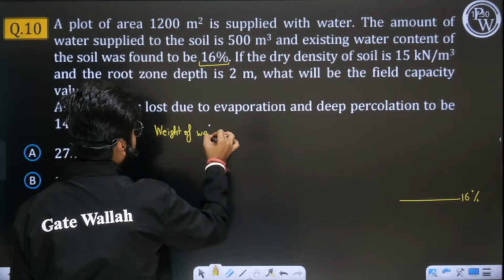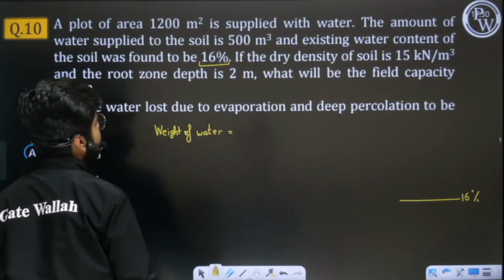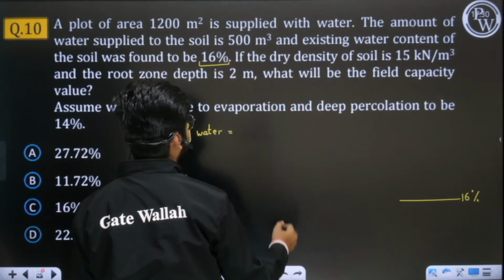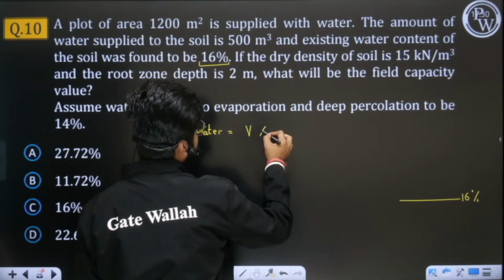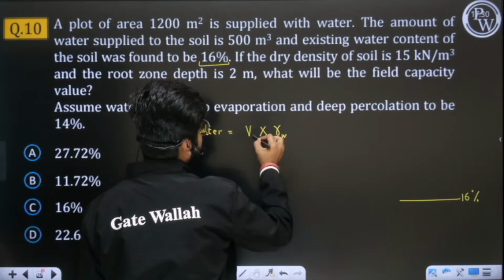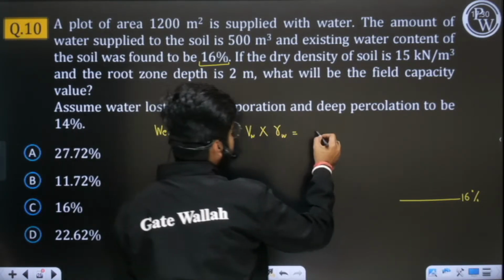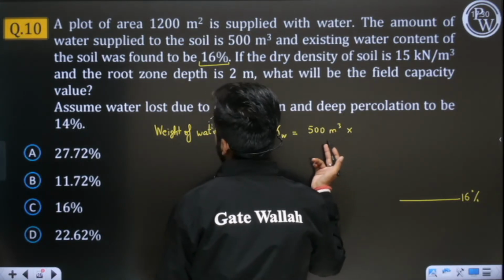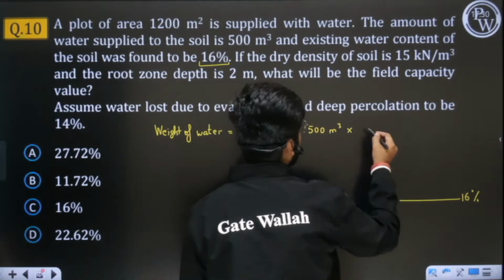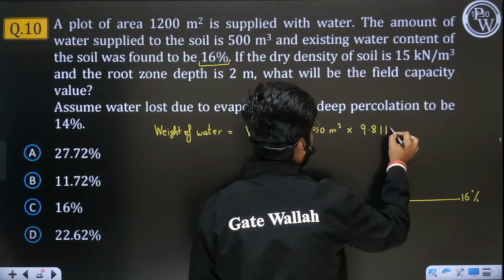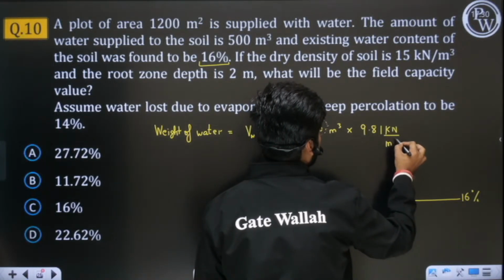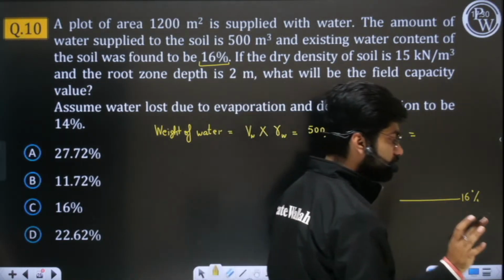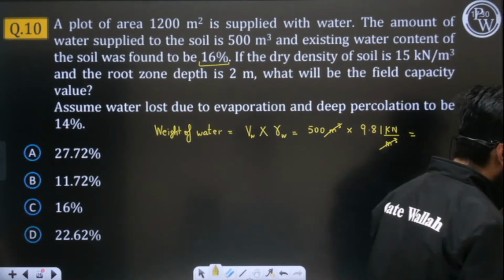Weight of water here will be what? See, this is volume. Convert volume into weight. How will I convert volume into weight? I have to multiply volume of water by density. So volume of water is how much? 500 meter cube. Density of water you all know, 9.81. It's not mentioned, but yes, we know it. It is 9.81 kilonewton per meter cube. So tell me how much will be the weight of water? This will give you the weight of water in kilonewtons.